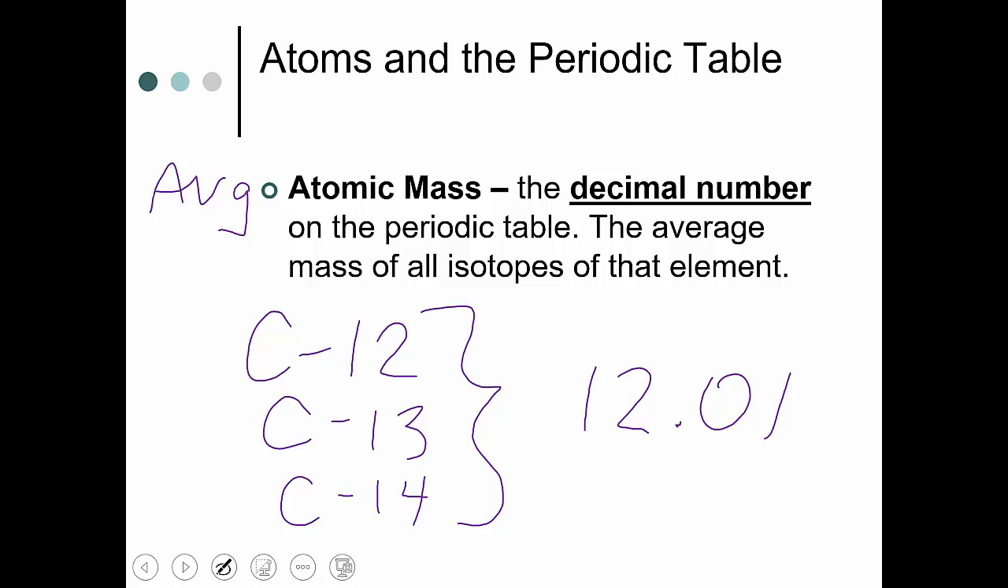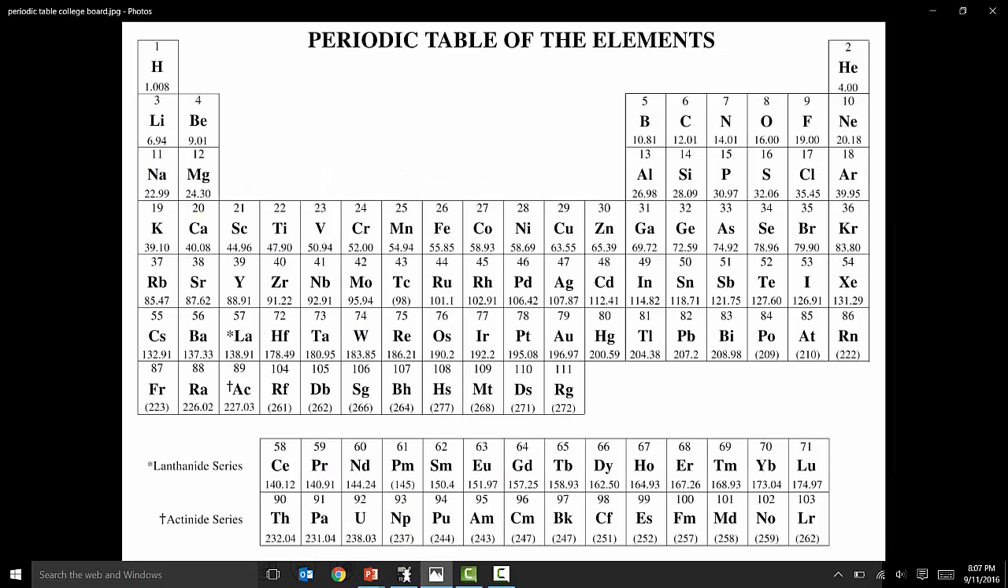Now, you may know a little something about averages, and you may know that the average of 12 and 13 and 14 should be 13. So why am I telling you it's 12.01? There's more to the story. It's called a weighted average. Basically, most carbon in the universe is carbon-12, so we kind of count those more. So the average ends up being closer to carbon-12. We will talk more about that on another day. So for now, just know what the number is. It's the decimal number on the periodic table. Again, for carbon, it's 12.01. For copper down here, it was 63.55. And that number simply represents the average mass of all the isotopes.